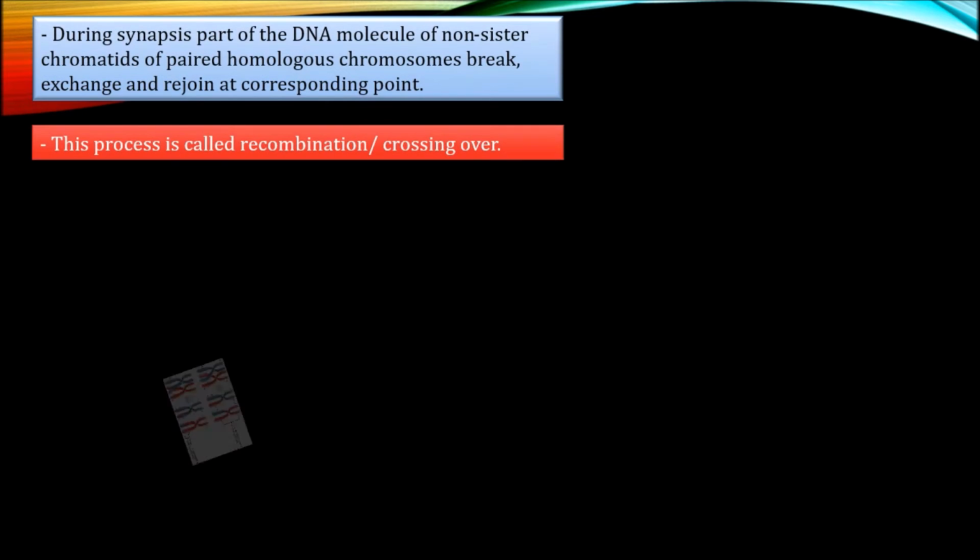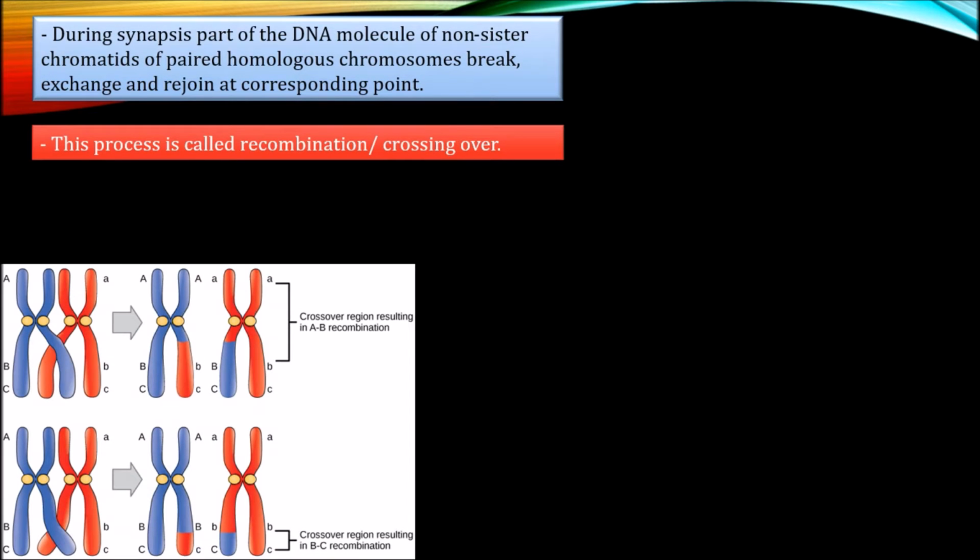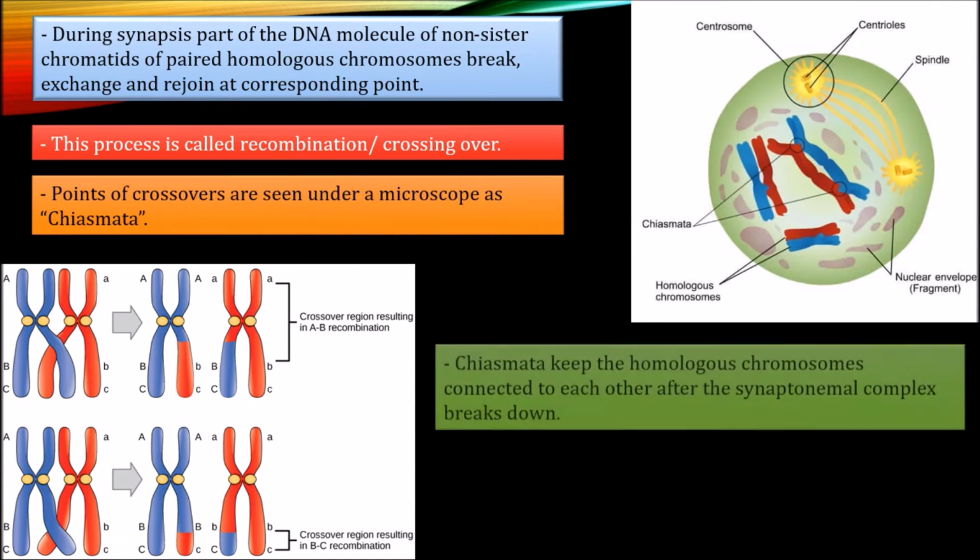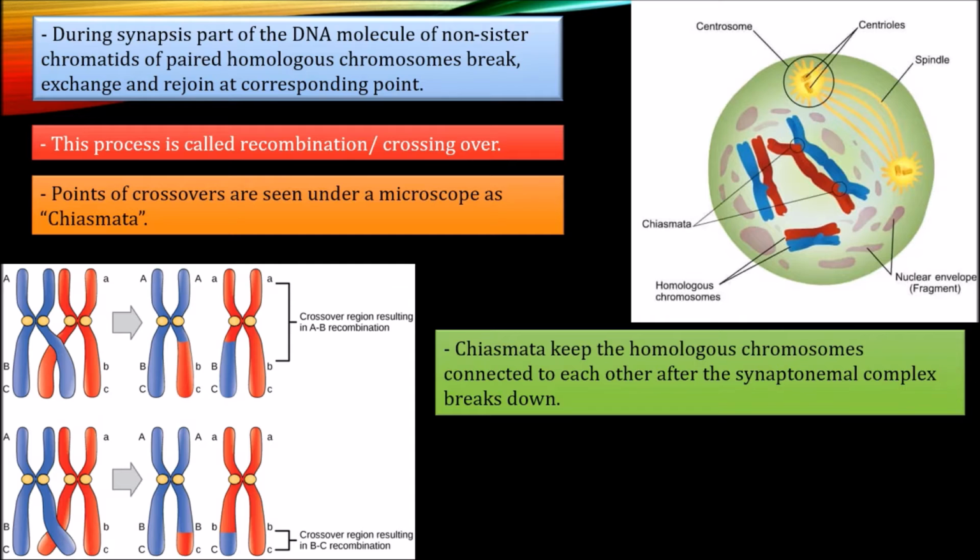During synapsis, part of the DNA molecule of non-sister chromatids of paired homologous chromosomes break, exchange and rejoin at corresponding points. This process, where the pair of chromosomes exchange bits of DNA, is called recombination or crossing over. You can see these points of crossovers under a microscope as chiasmata, where homologous chromosomes are linked together.